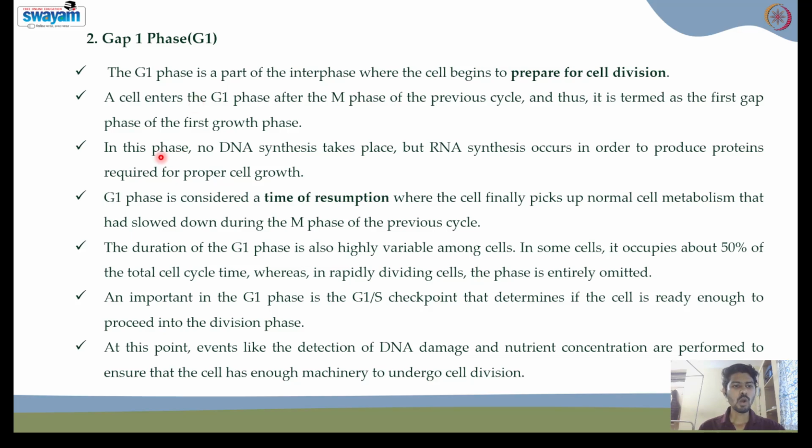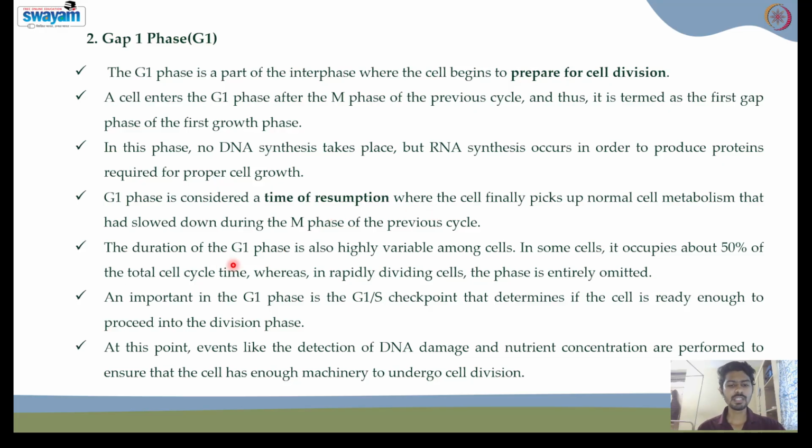So what happens in this phase? There will be no DNA synthesis, but RNA synthesis can occur in order to produce the appropriate proteins that are required for cell growth. So this is considered as a time of resumption. That is, they collect all the necessary proteins, carbohydrates, and other materials in order to prepare the cell for cell division.